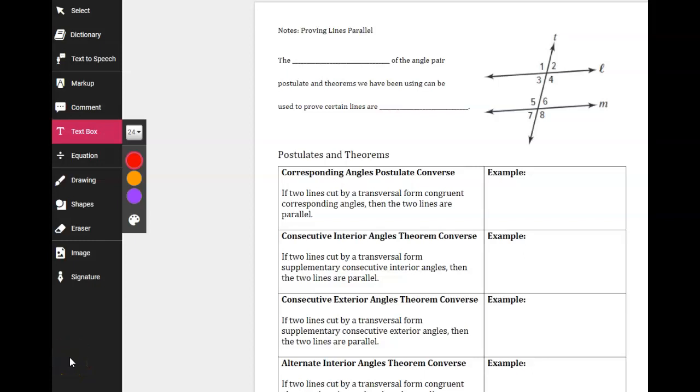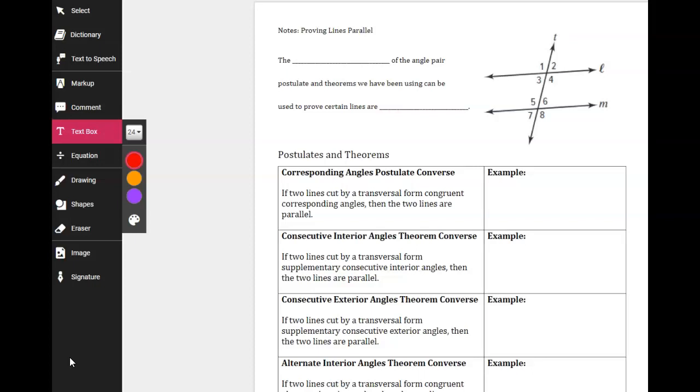Hi folks! Today we're going to be talking about how to prove that two lines are parallel using the converse of the theorems and the postulate that you've been talking about for the last few days. For example, you've talked about the corresponding angles postulate. By the way, that's the only one that's the postulate. The other four are all theorems.